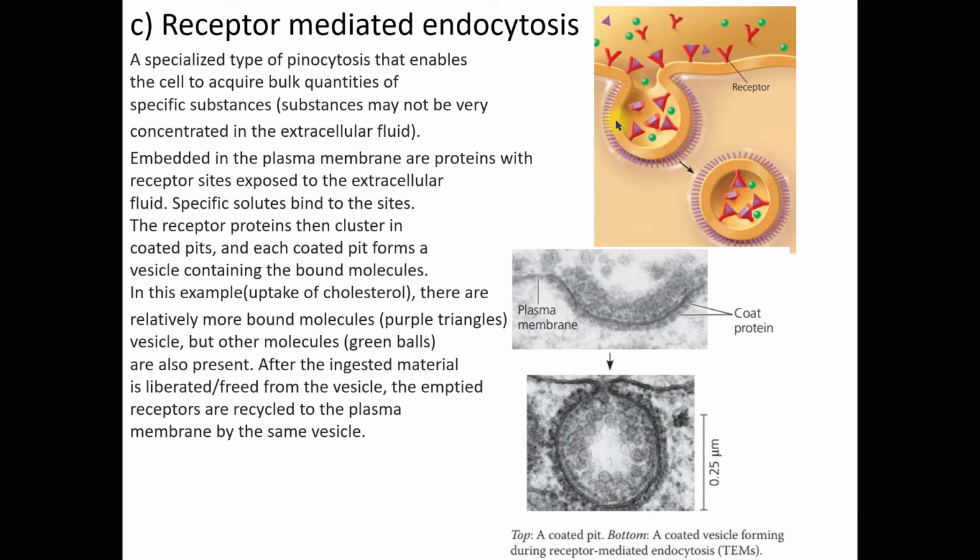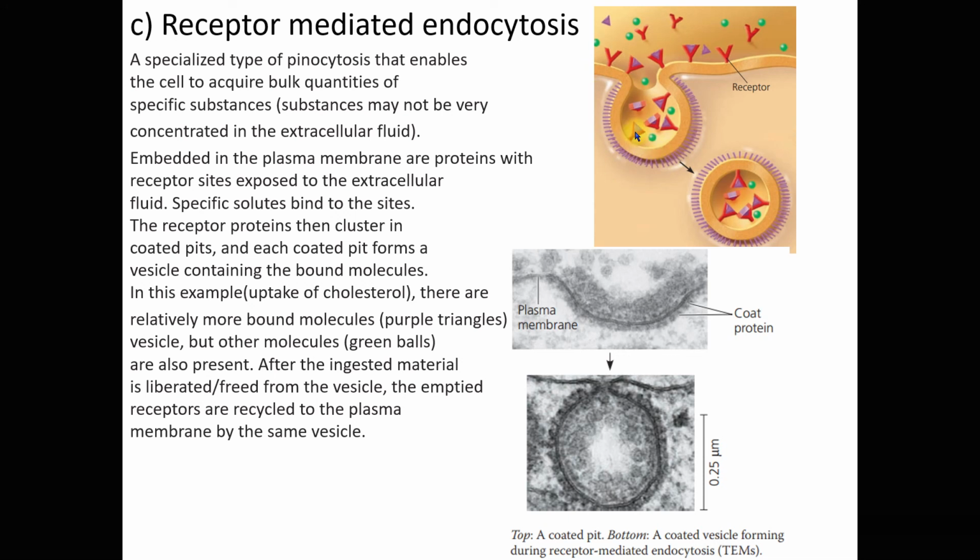Embedded in the plasma membrane are proteins with receptor sites exposed to extracellular fluid. Meaning to say, on the surface of our plasma membrane there are many receptors, receptors that consist of glycoprotein. Now, specific solutes will bind to this receptor. Specific solutes will bind to this receptor. So this receptor protein will cluster in coated pits, cluster in coated pits to form a vesicle containing the bound molecules.